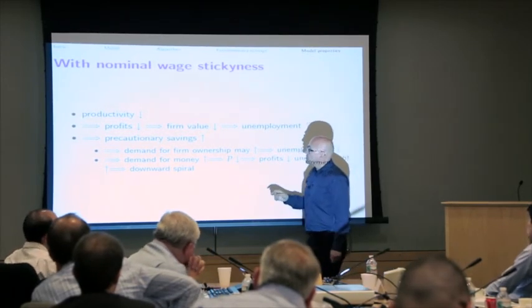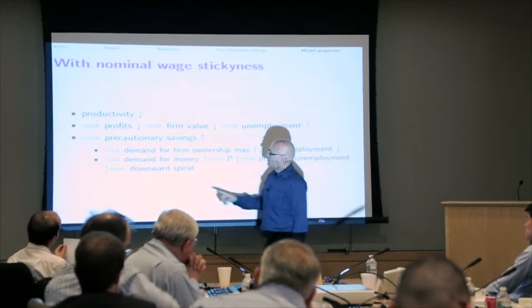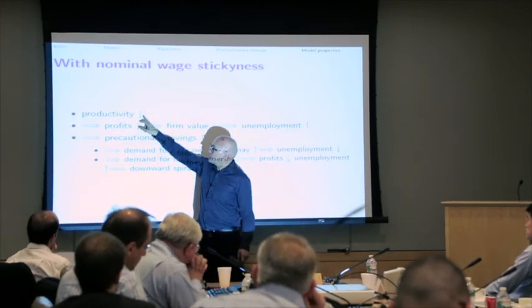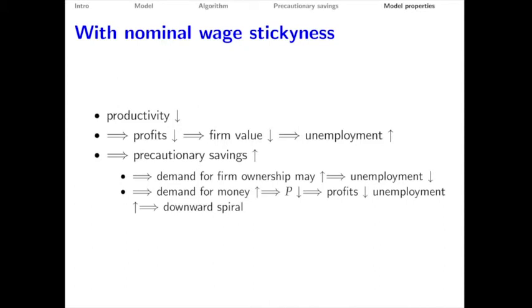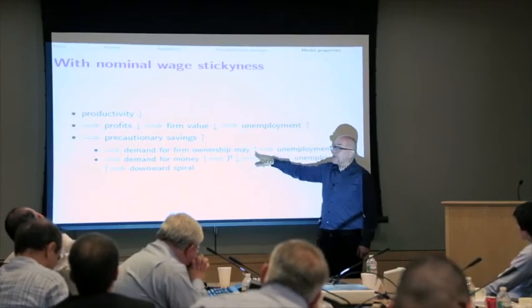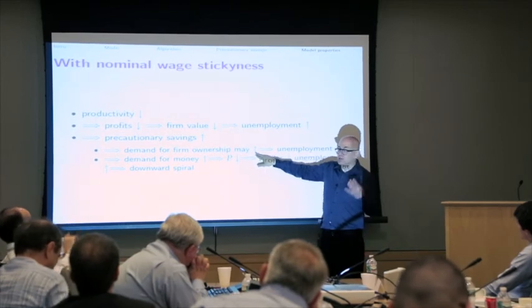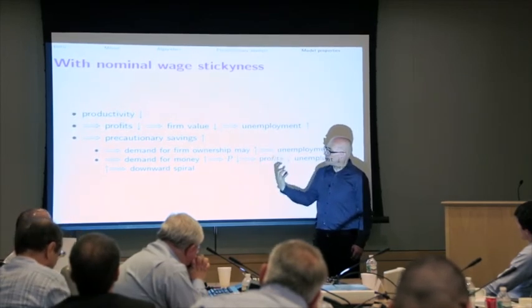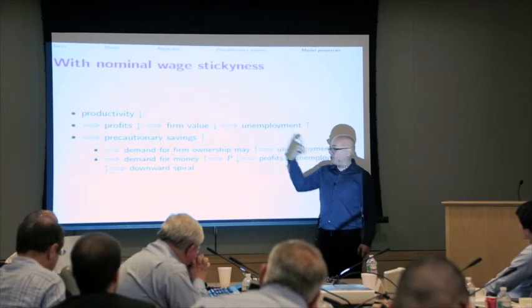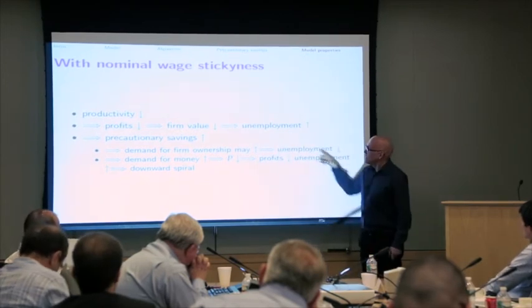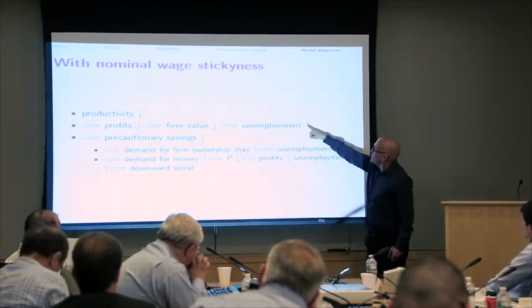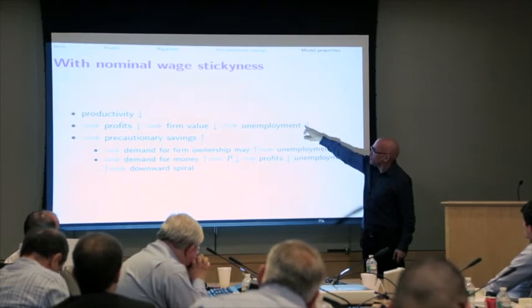Okay, so we got almost the same channels. Productivity is going to go down, so profits are going to go down. Firm value goes down, and employment is going to go down, then we get precautionary savings going up. Okay, if the marginal rate of substitution goes up, the demand for firm ownership may go up. Right, so we still have the marginal rate of substitution that pushes up firm ownership. And so that would dampen, right, the increase in unemployment.